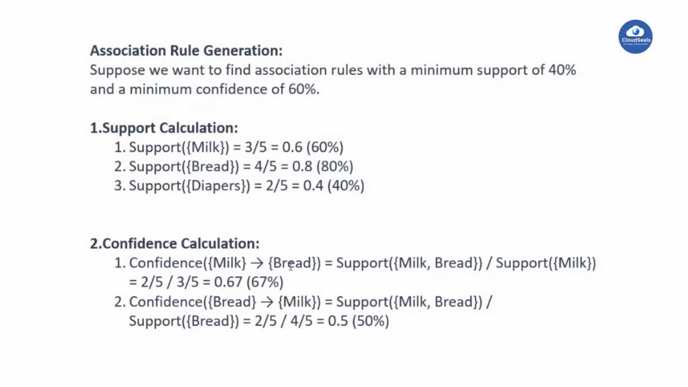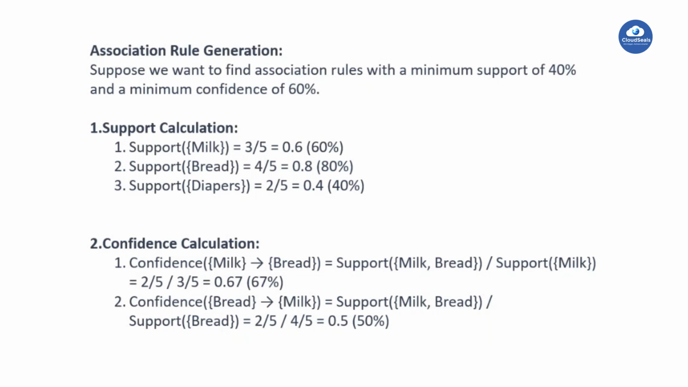Let's check with milk to bread. Whoever bought milk, we need to know how confidently we are able to suggest bread to them. This is support of milk and bread by support of milk. Support of milk we already know is 3 by 5, so we place 3 by 5. Okay, support of milk and bread.